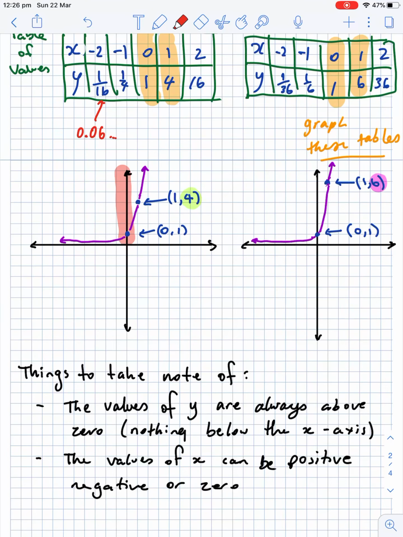Also, notice your x values, so along here and here. So along here and here, you can literally put any sort of x value that you want into this. So therefore, x can be positive, 0, or negative. But it's only the y's that have that limit of only being above 0. So just take that on board, see what you think.